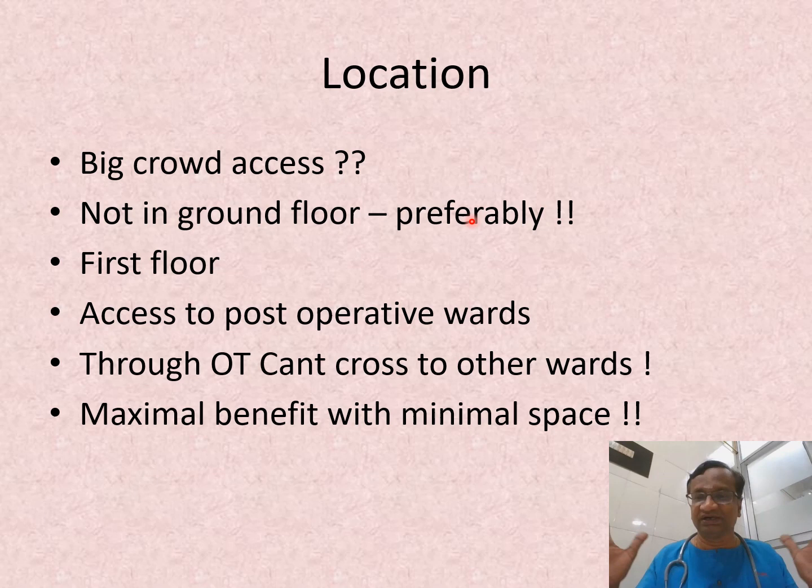Where is the location? Where should it be? An operation theatre should not be in a big crowd access, not on the ground floor, preferably on the first floor. We should not have access to post-operative wards, canteen, or other cross-through wards through the OT. Now you have an OT, some canteen is there, some other wards, then people will come and go in between. Even though the gate is closed, people move here and there. So all these things should not be there. It should not be a pass-through. Maximal benefit we should have with minimal space. This is the principle of construction of an operation theatre.